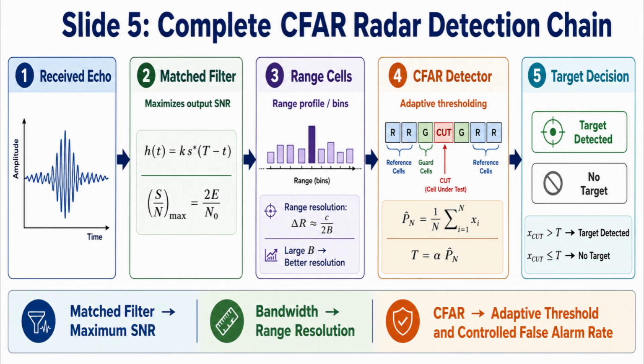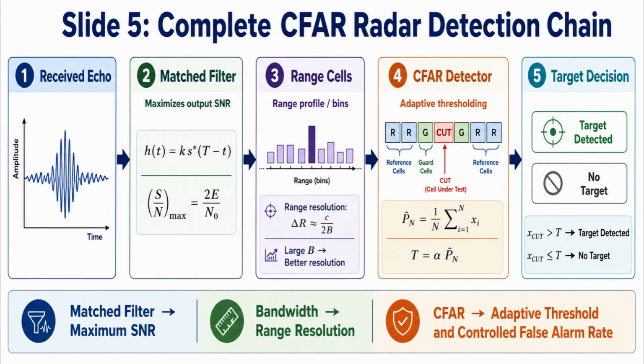First, the radar receives the echo signal. Next, the signal passes through the matched filter. The matched filter maximizes the output signal-to-noise ratio. Its response is represented by h(t) equals k times s star of (T minus t). The maximum SNR is shown as (S/N) maximum equals 2E by N0. The filtered signal is then divided into range cells or range bins. The range resolution is approximately delta R equals c by 2B. So, larger bandwidth gives better range resolution.